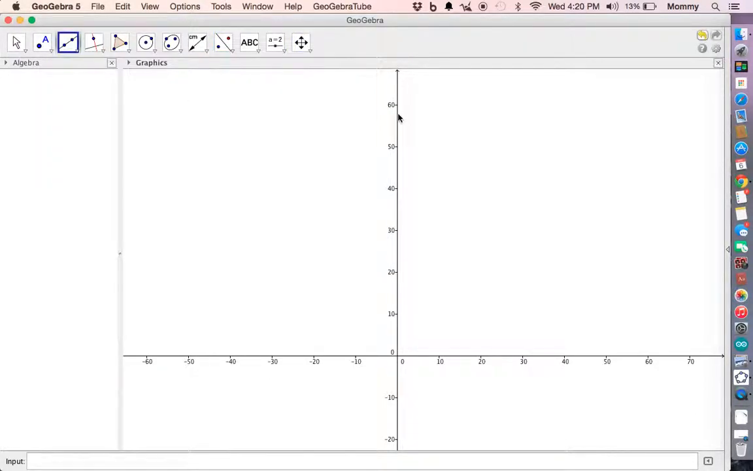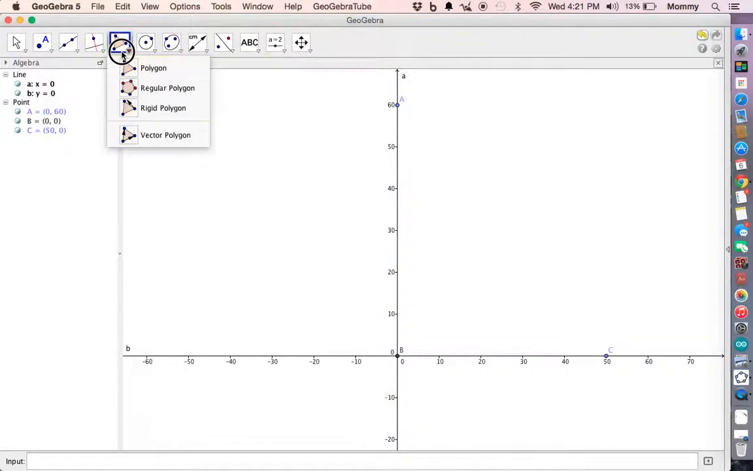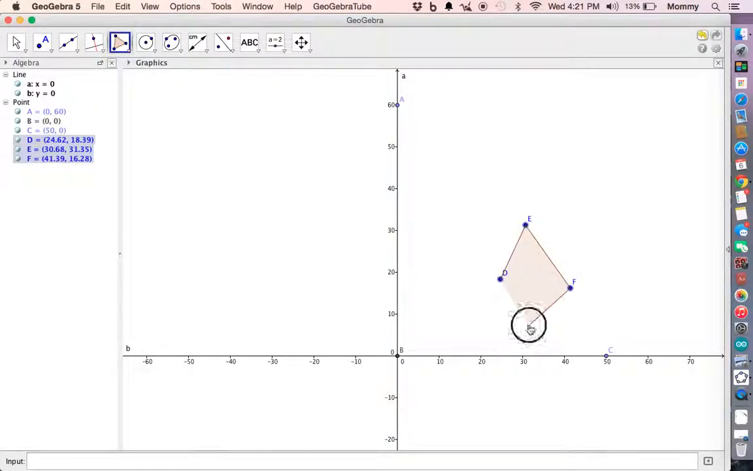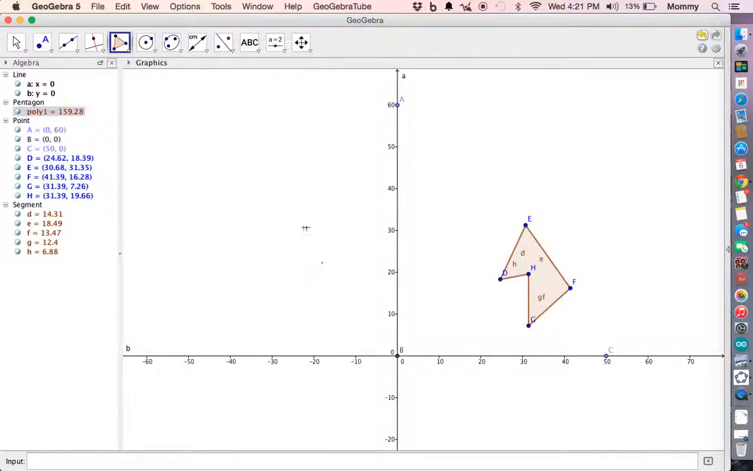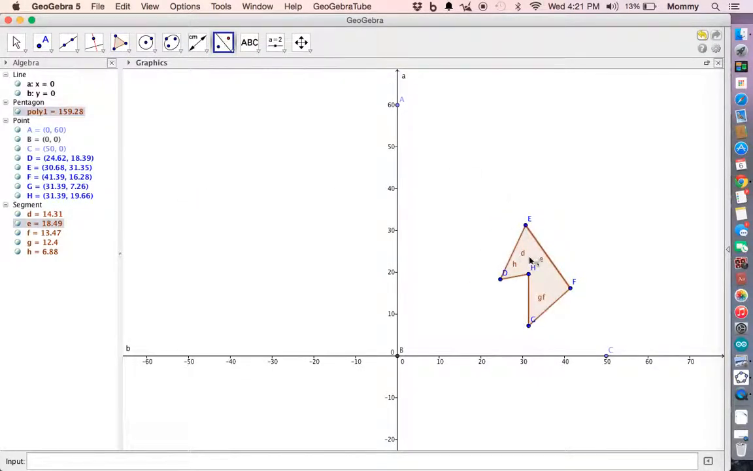So we'll start with two lines, one that travels along and is just like the y-axis, and one that is just like the x-axis. We'll create a polygon. And now the tool says to reflect about the line, select the object to reflect, and then the line of reflection. So we're going to reflect across the y-axis. So we select our polygon.